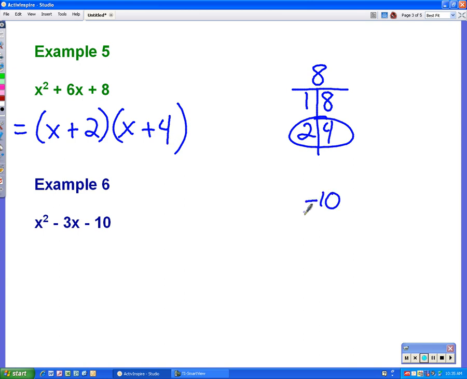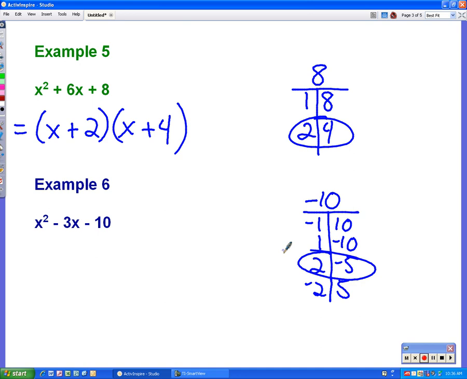factors of negative 10 that give us negative 3. Well, first of all, let's look. Negative 1 and 10, positive 1 and negative 10, 2 and negative 5, and negative 2 and positive 5. Those are factors of negative 10. But which two add up to give us negative 3? Again, hopefully you pick the 2 and the negative 5.